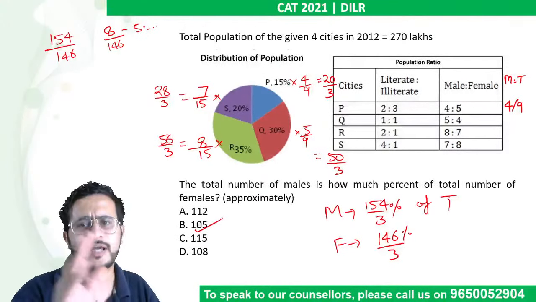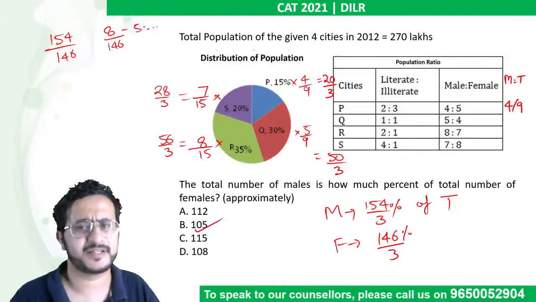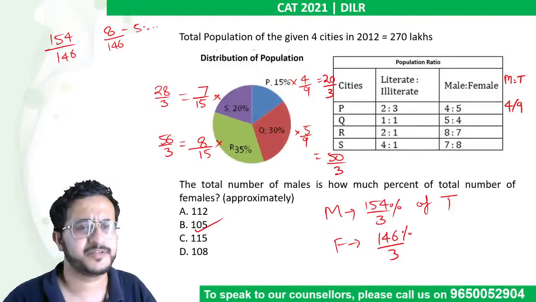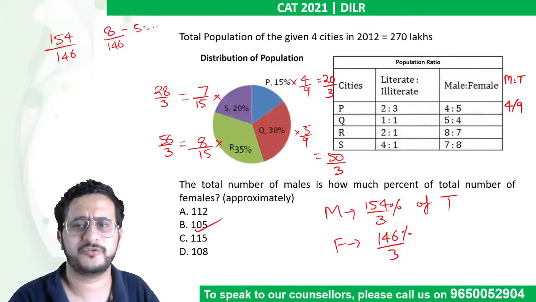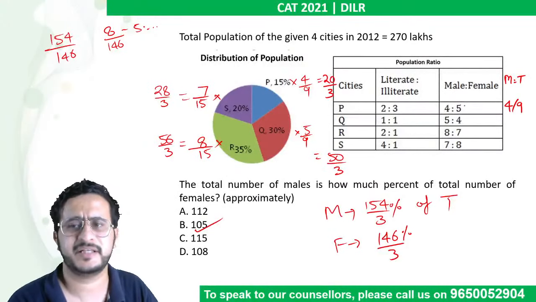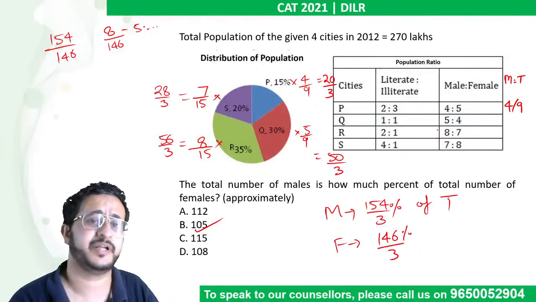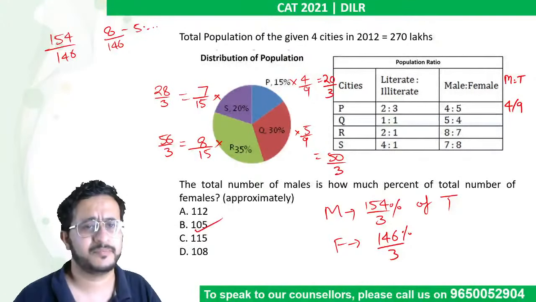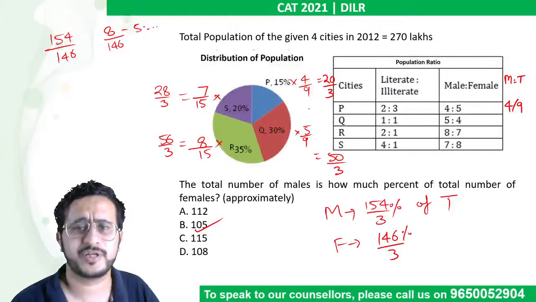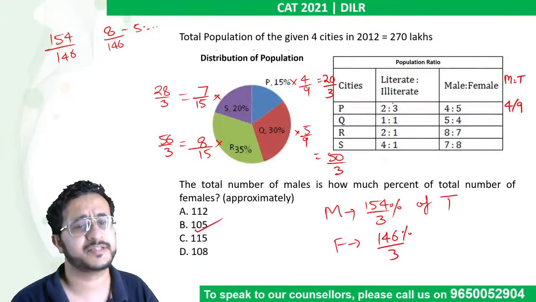See, we were able to calculate this fast. Otherwise, what would a normal person do? Either a person would calculate the population of each city and then each male and all, right? And then female also people would calculate and then take the ratio. But we just use ratios and percentages to find the answer, right?